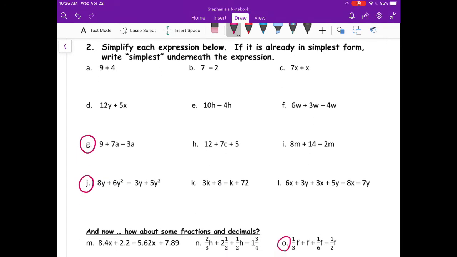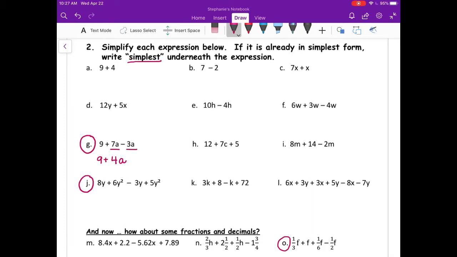Simplify each expression below. If it is already in simplest form, write simplest underneath the expression. Let's do G and J together. 9 plus 7a minus 3a. Okay, I'm going to look for my like terms. 7a and 3a both have the variable a. 7 minus 3 is 4, so 9 plus 4a is my answer.